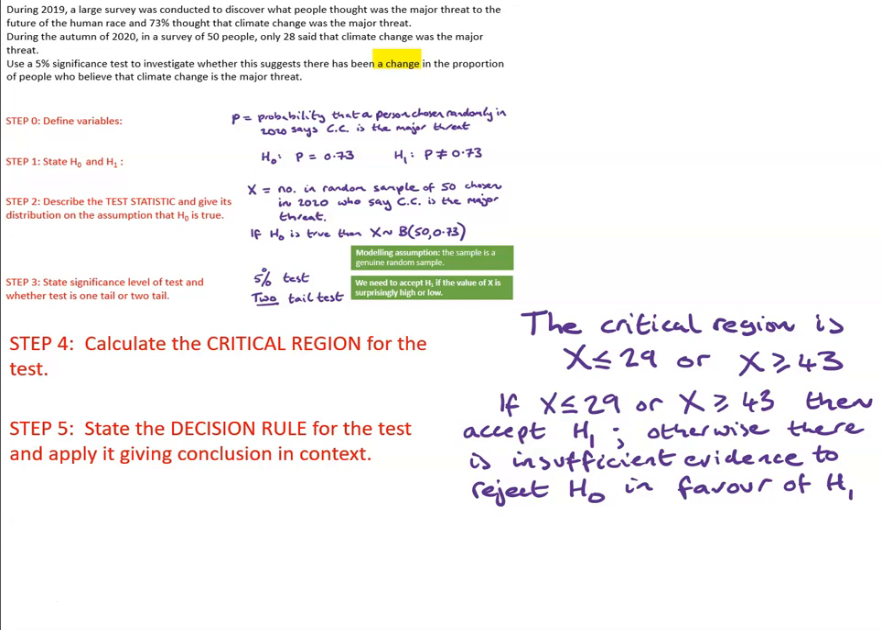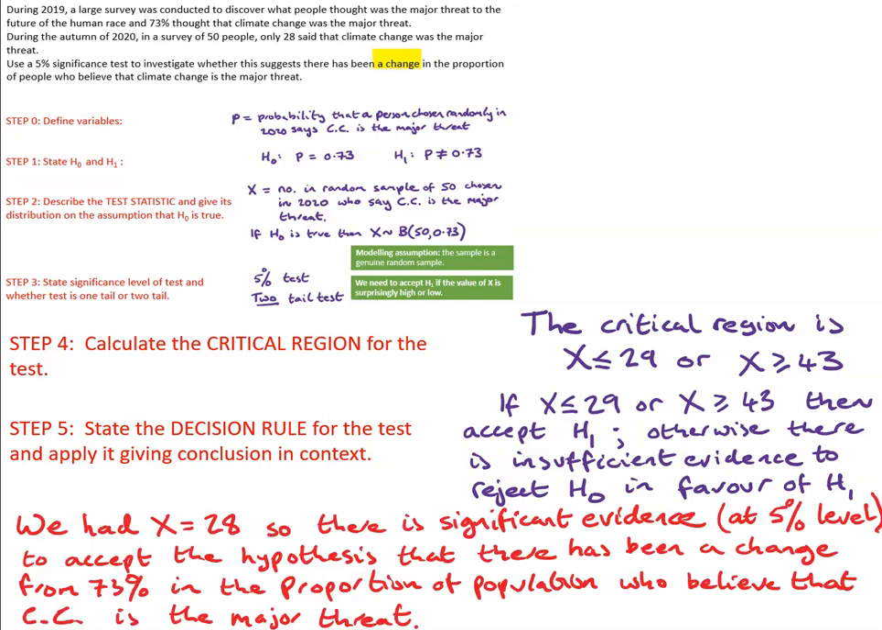In this particular case, we had X equals 28, which is in the critical region. So there is significant evidence at the 5% level of significance to accept the hypothesis that there has been a change from 73% in the proportion of population who believe that climate change is the major threat.